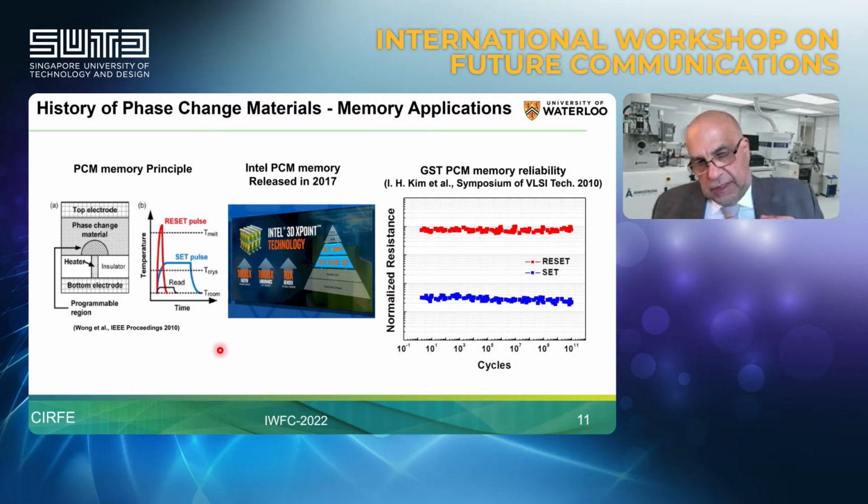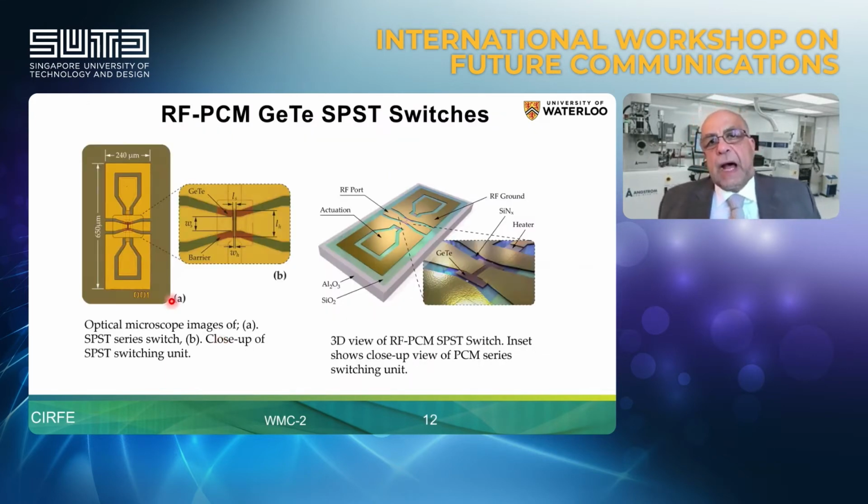So also the type of material, it's from the same family of materials, but they use different materials. We use here germanium telluride, they use antimony telluride, it's GST. Nevertheless, it's from the same family of material. Now, so what is the switch? Very easy to make an RF switch.